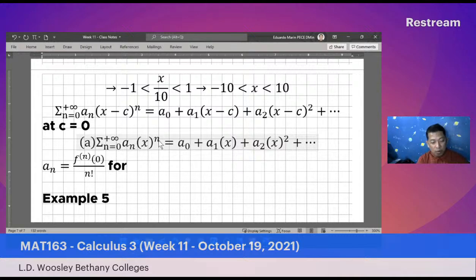So yung a sub n mo kukunin mo depende sa kung ilan yung terms na ipoproduce ng power series.